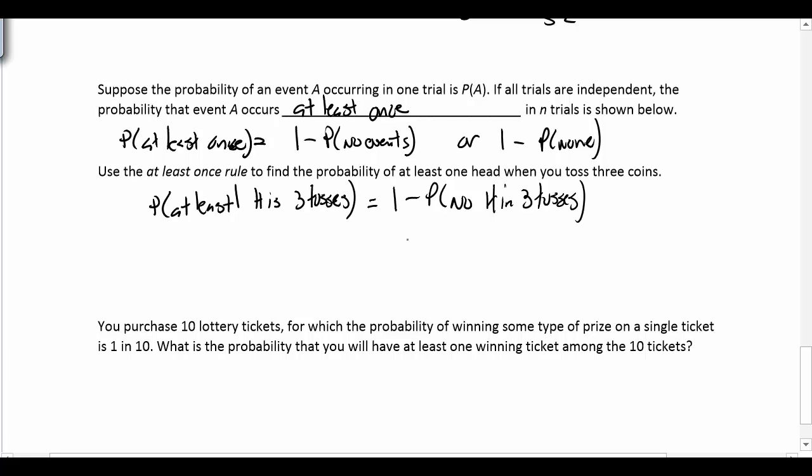Well, we have to think about what that means. Going back to our little chart here, I could have head, head, head, tail, tail, head, or tail, tail. So how many of those combinations have absolutely no heads in them? That's just 1. So 1 out of 4.